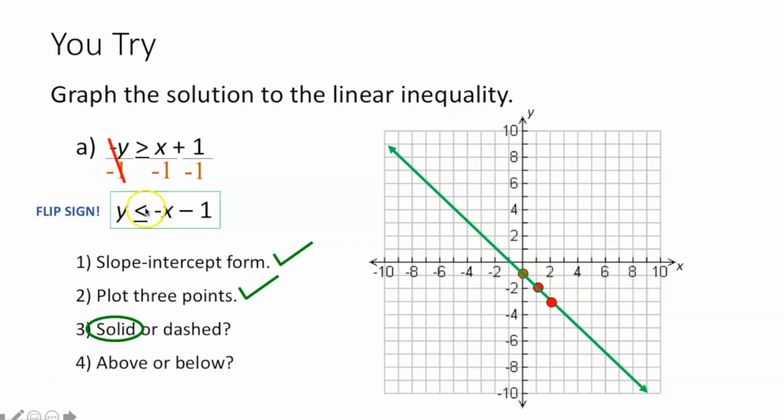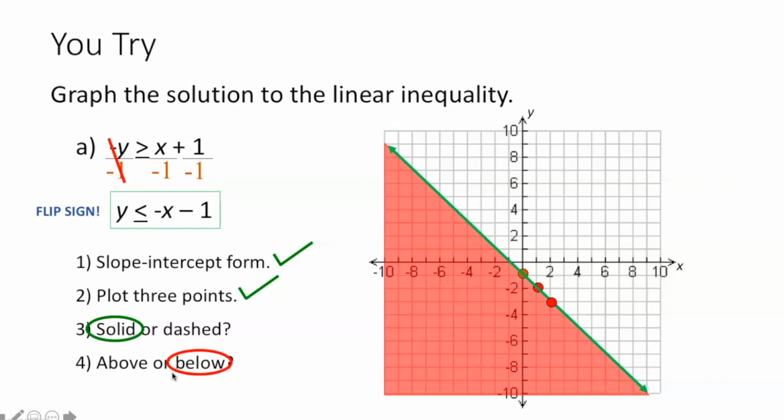Next, we need to decide, are we shading above or below this line? Well, the inequality symbol is facing away from our y value, meaning that we want all y values less than or equal to -x minus 1. So less than means below. We're going to shade below the line. This means that every point in this region, including points on this line, will make this inequality true.